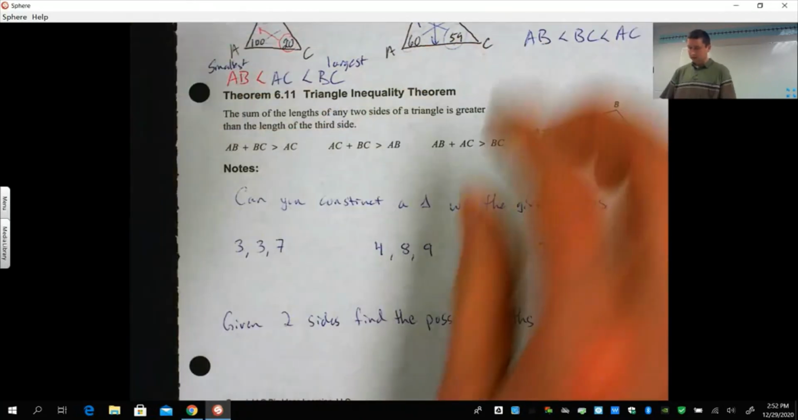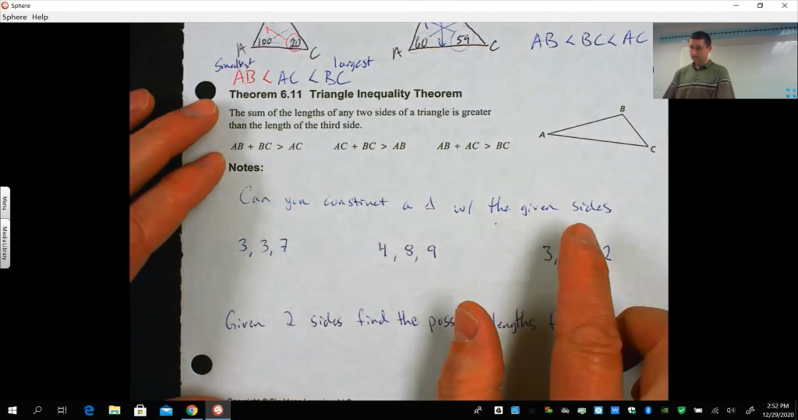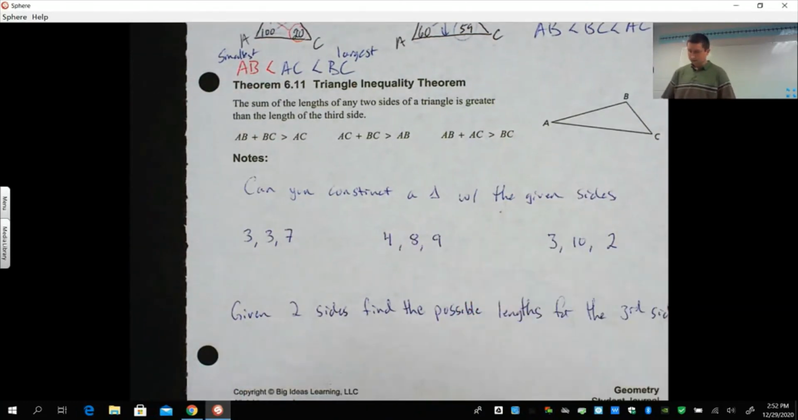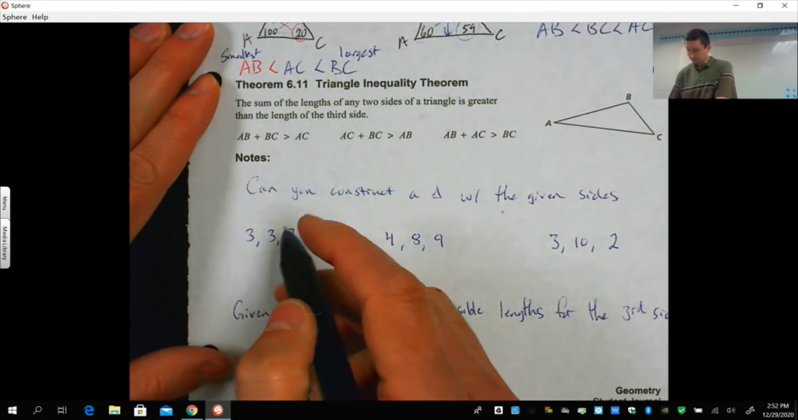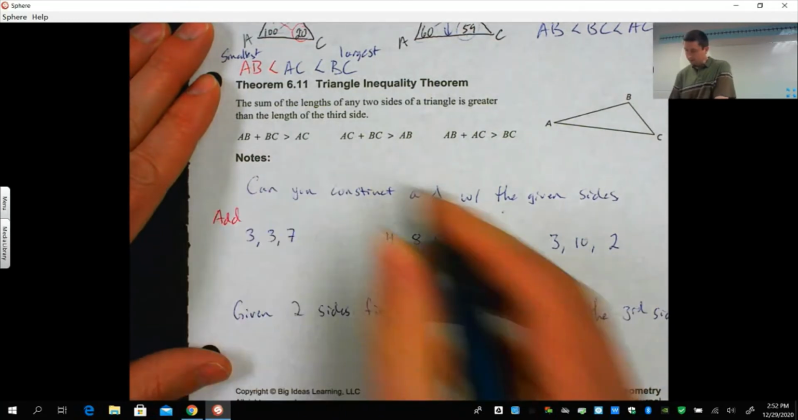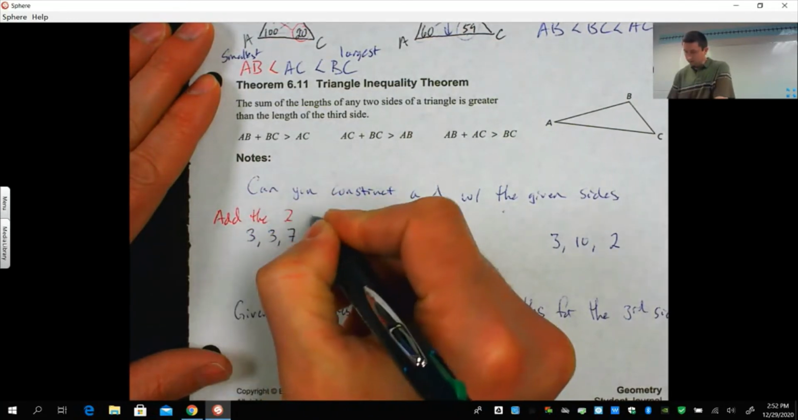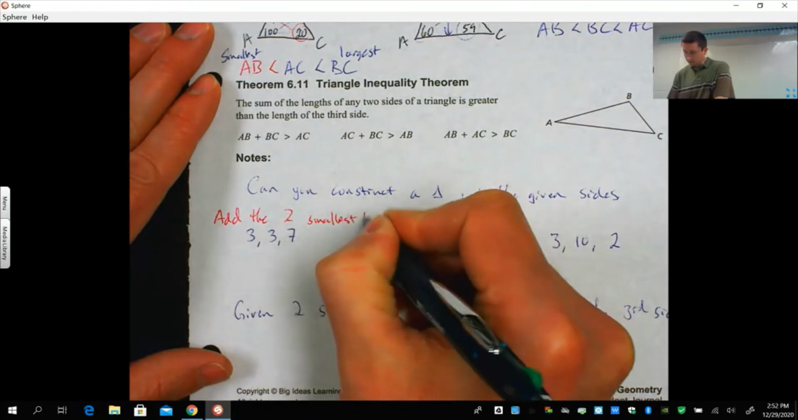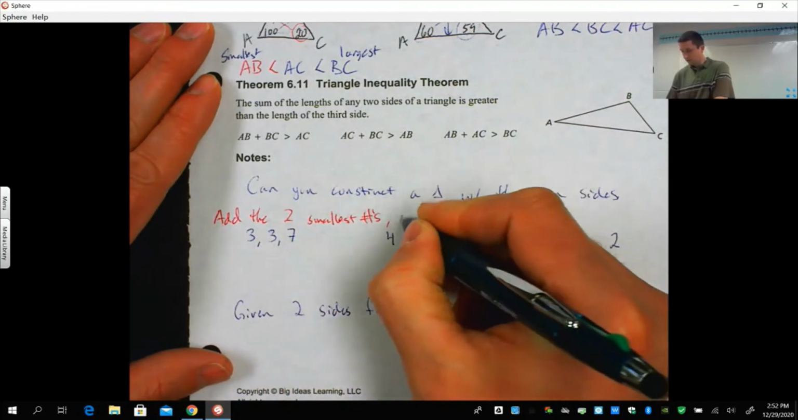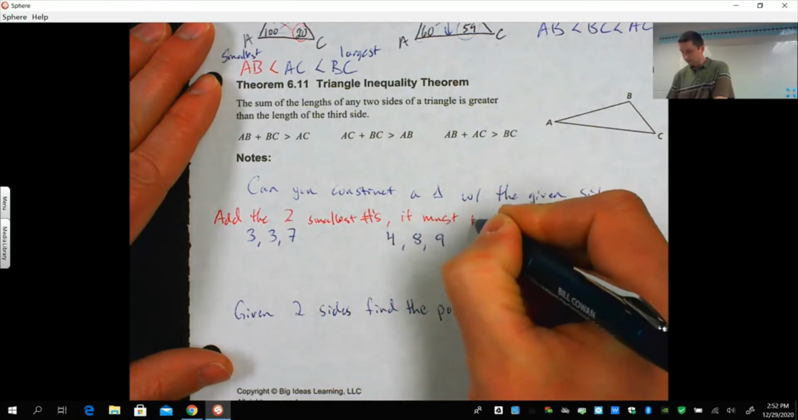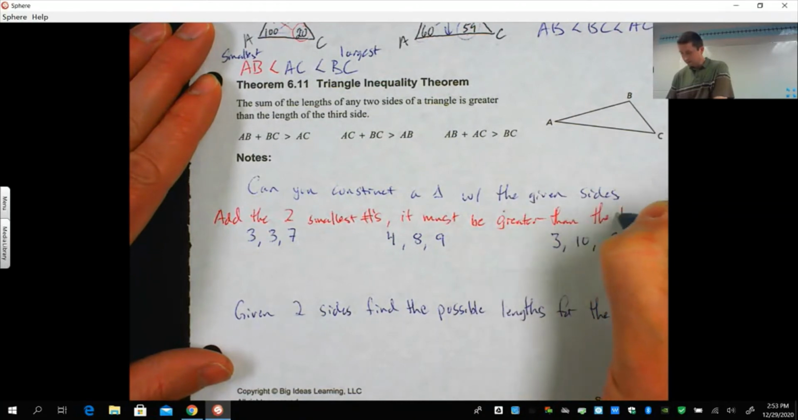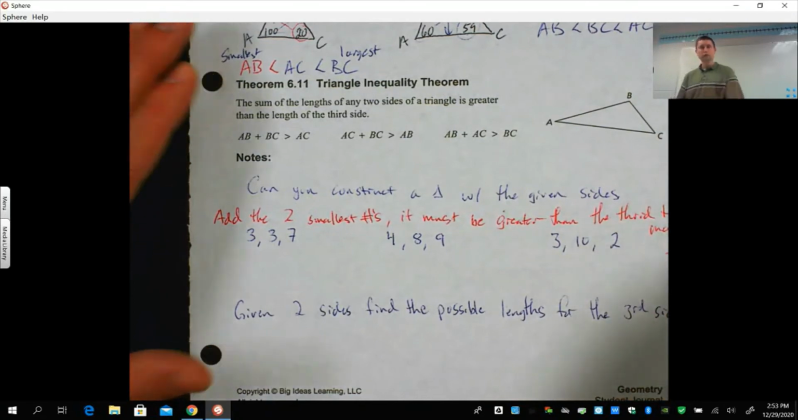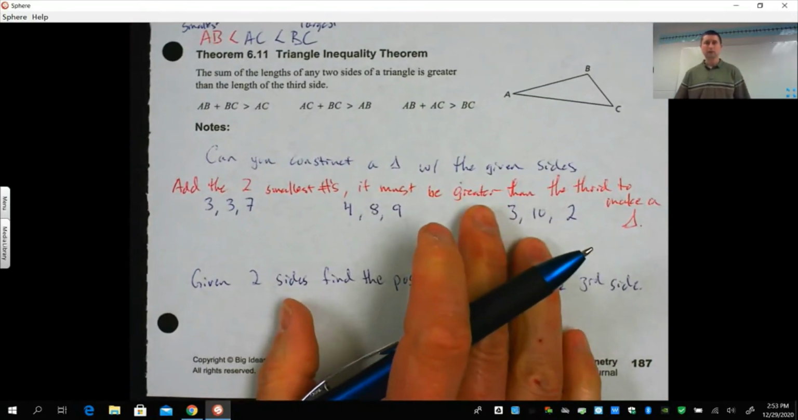So that leads to these questions here. Can you construct a triangle with the given sides? So we have sides of length 3, 3, and 7. It can be meters, inches, miles, whatever you want. And what you're going to do with these, you're going to add the two smallest numbers. It must be greater than the third to make a triangle. So you're going to find your two smallest numbers, and it has to be bigger than the third in order to make a triangle.